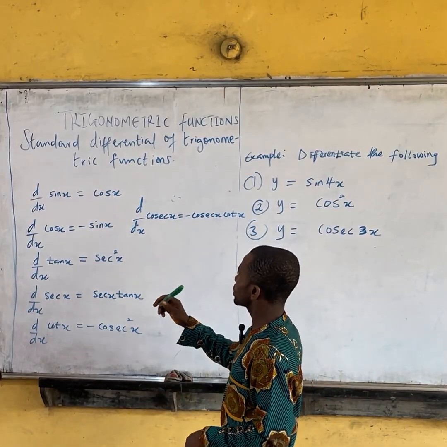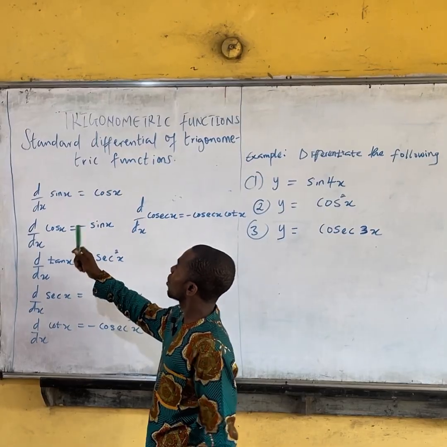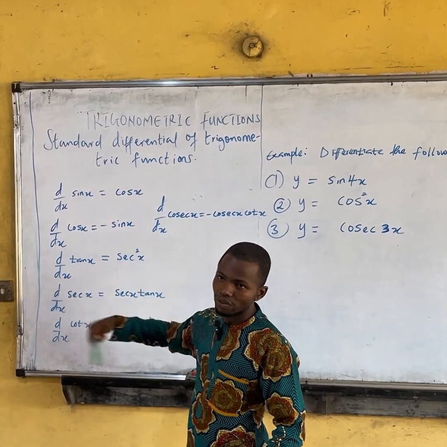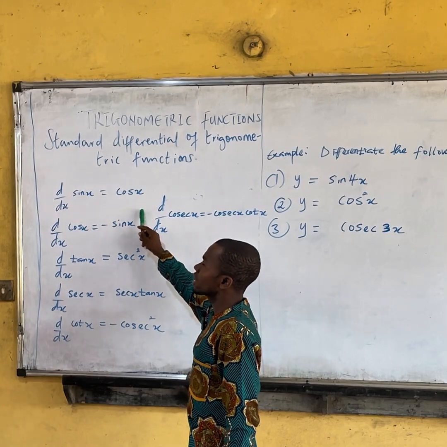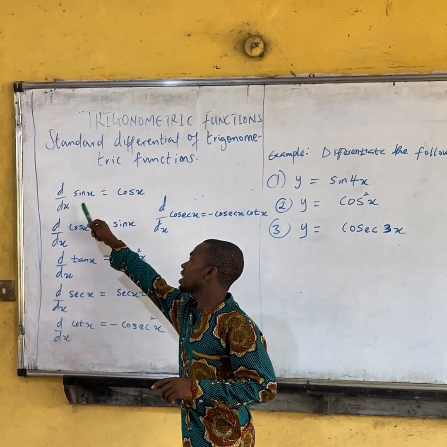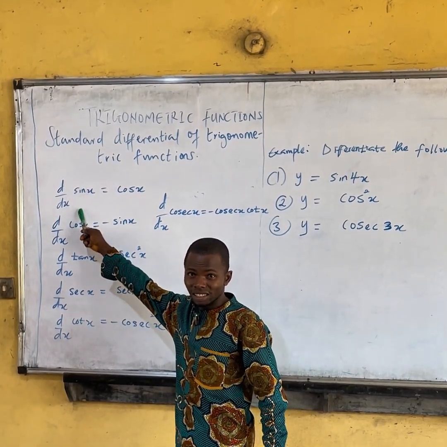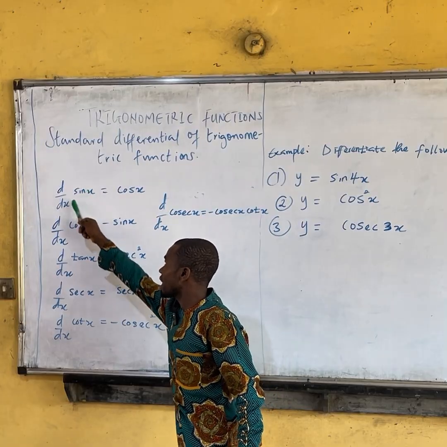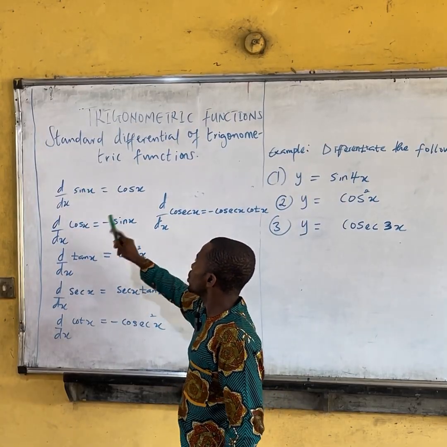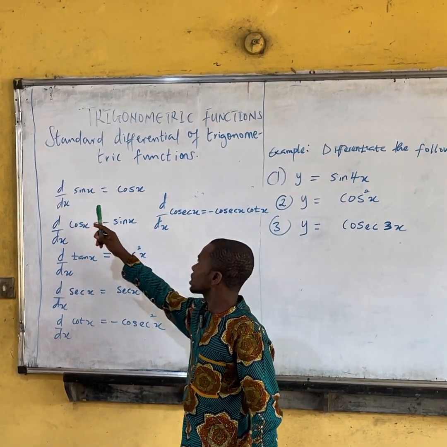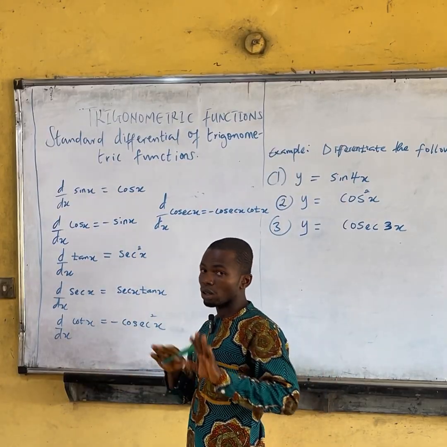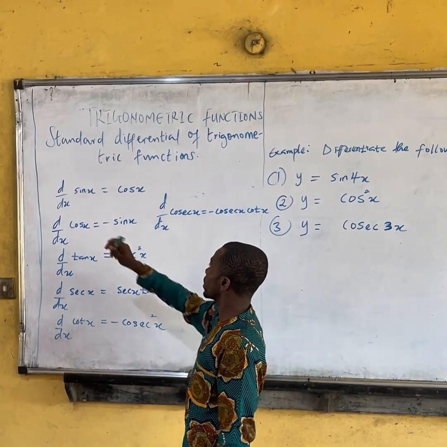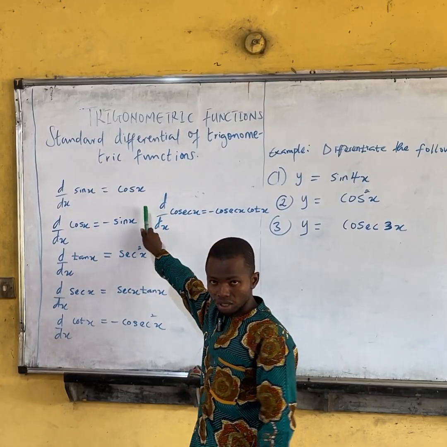So the first one says d/dx of sine x. It means if I differentiate sine x, it will give me cos x. Note, d/dx of sine x is still dy/dx, where our y is sine of x. So d/dx of sine x gives cos x, which is standard. Although it has been proven, we are not going there. It's standard that the differential of sine x is cos x.